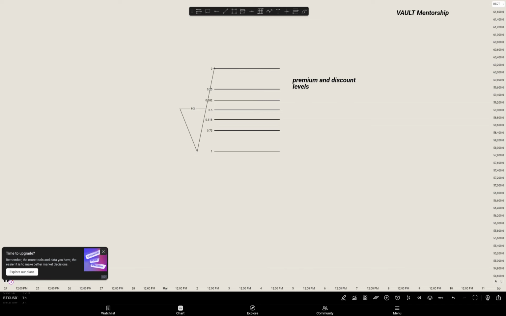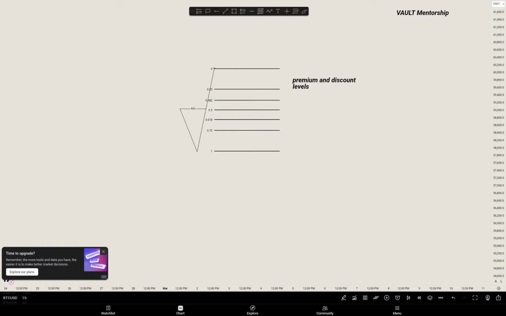Now, I know that 0.5 is not actually my discount. 0.5 is the point of equilibrium. That's when something is at 50%, at balance. You want it to be below 0.5. Below 0.5 is where you see your discount levels. Above 0.5 is where you see your premium levels.